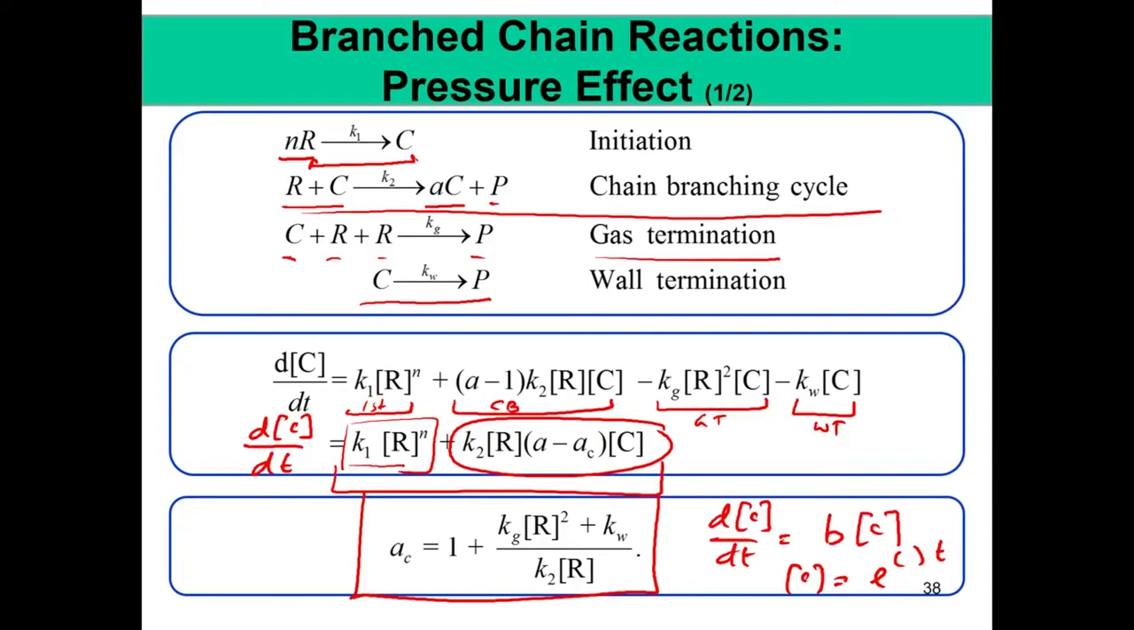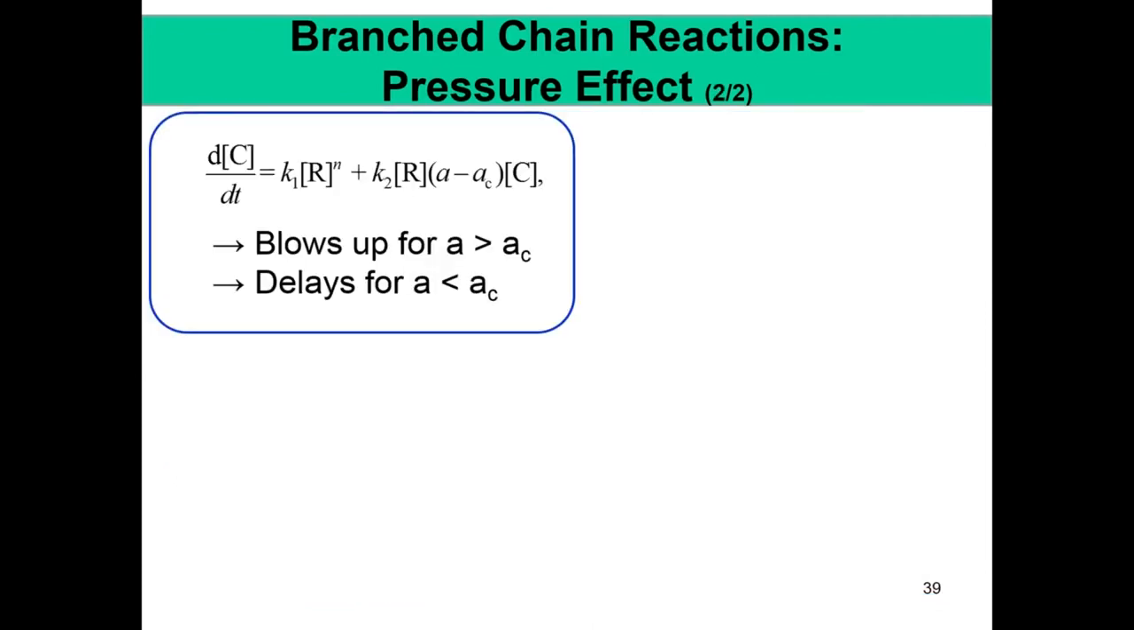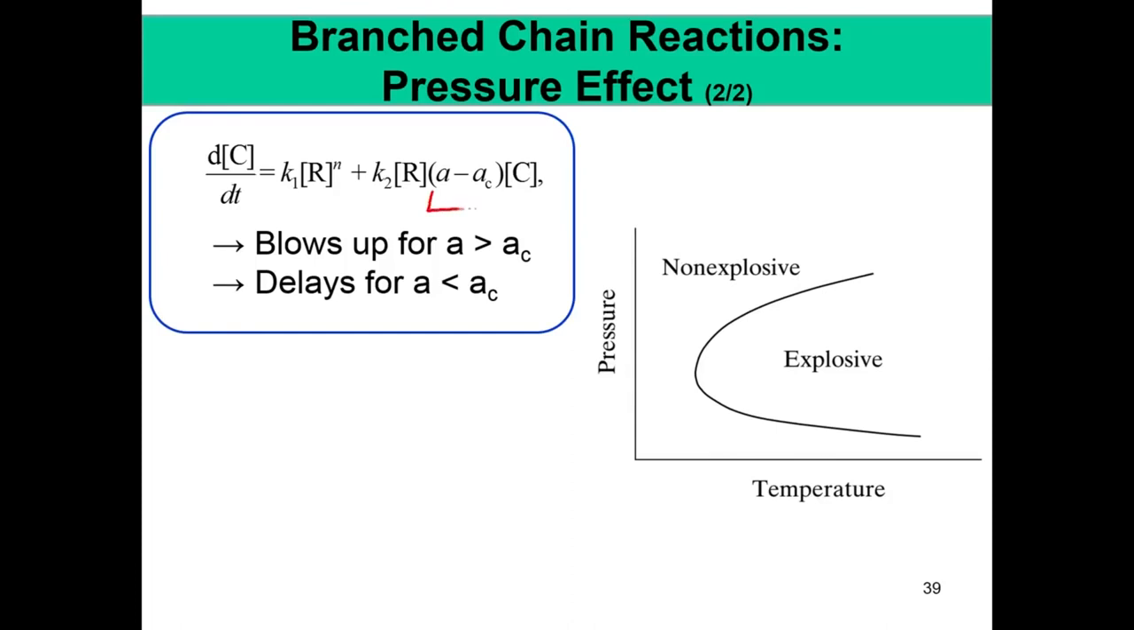Now, when can an exponential blow up? An exponential blows up when its exponent is positive, right. You see that this is essentially our exponent. So, when a is greater than ac, this essentially blows up, and then the C concentration rapidly increases.